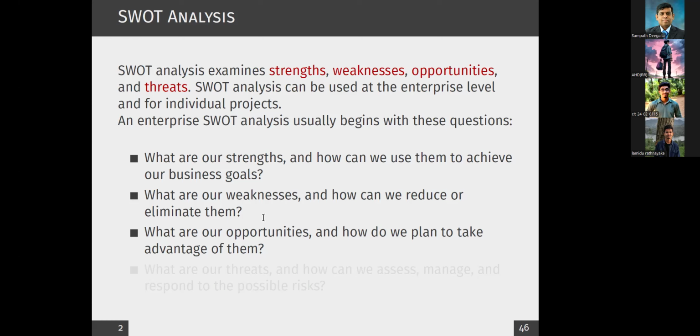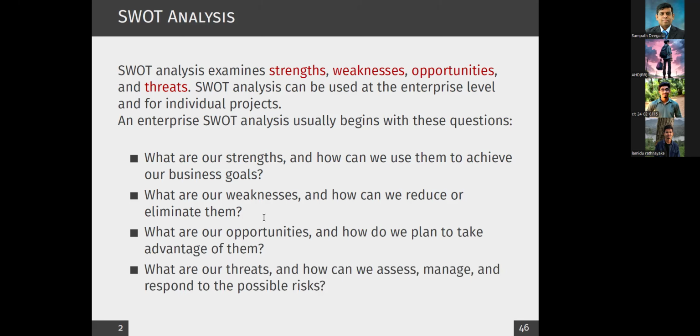So they can come for non-state, for example. So how do you take advantage of this? Okay, what are the threats? There are a lot of other universities coming in. That might be a threat, right? Because there will be a lot of competition among the other universities. So how do you assess, manage, and respond to those risks?